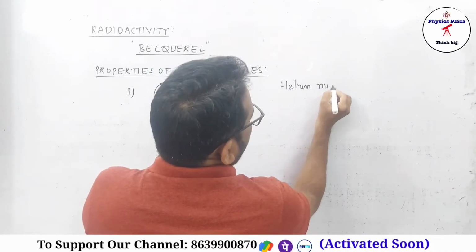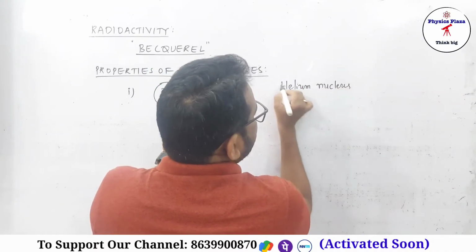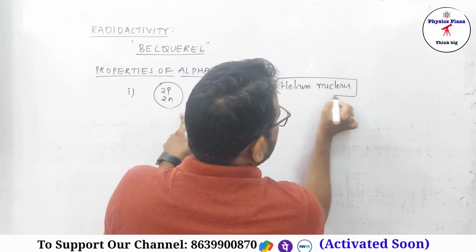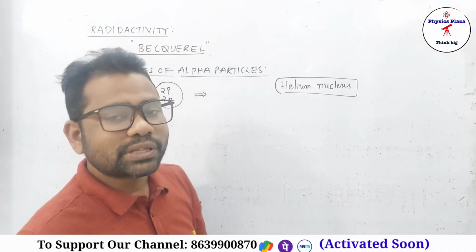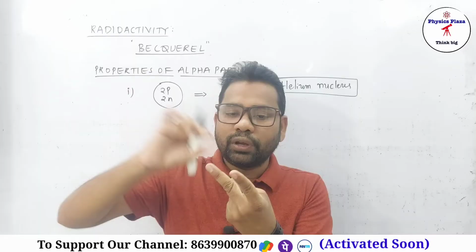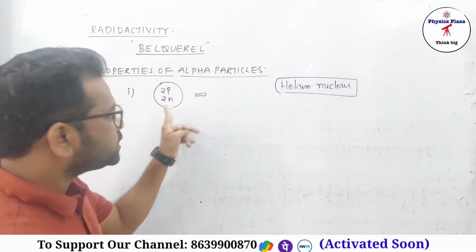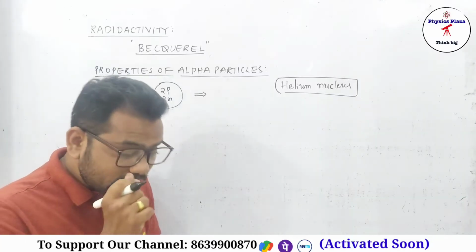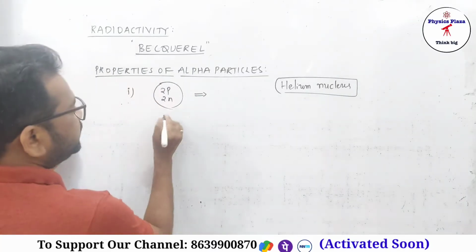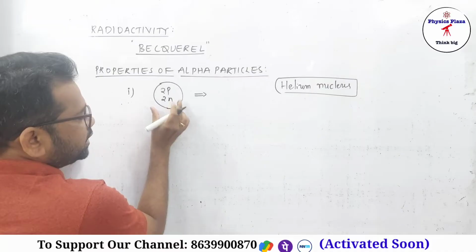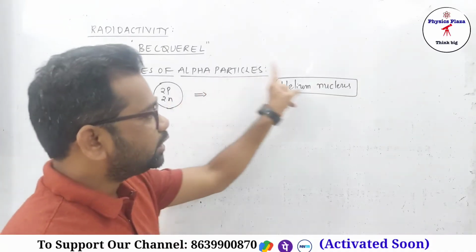Helium nucleus. Or you can also say doubly ionized helium. If helium is ionized twice, helium consists of 2 electrons. If you remove 2 electrons, what will be left? Only the nucleus, in which 2 protons and 2 neutrons will be there. So in the exam they may ask a question: if an alpha particle absorbs 2 electrons, it will convert into helium.